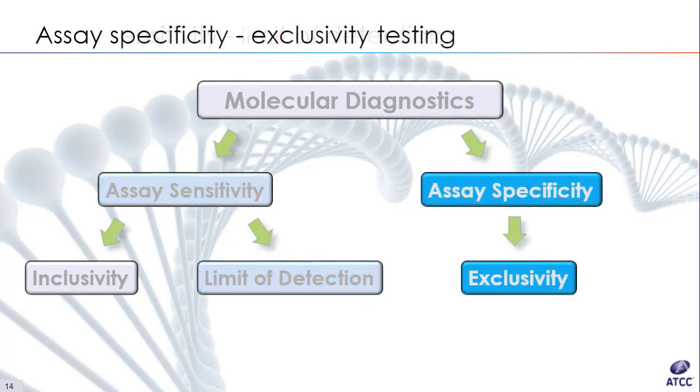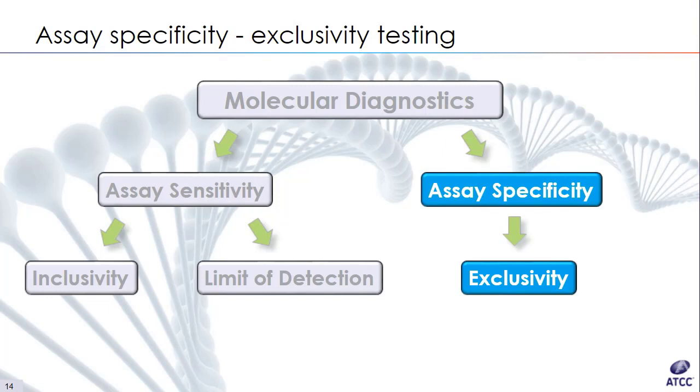The other major thrust of testing is for assay specificity or exclusivity testing. You may also hear it called cross-reactivity testing. In these experiments, an assay is tested for potential false positives, falsely reporting the target is present when it is not. This involves running a whole host of other organisms through the assay to make sure that it doesn't react with any other organisms that could potentially be in a test sample.